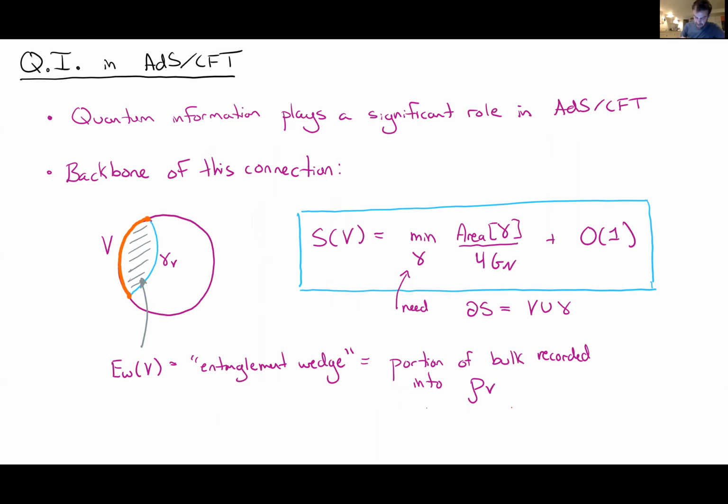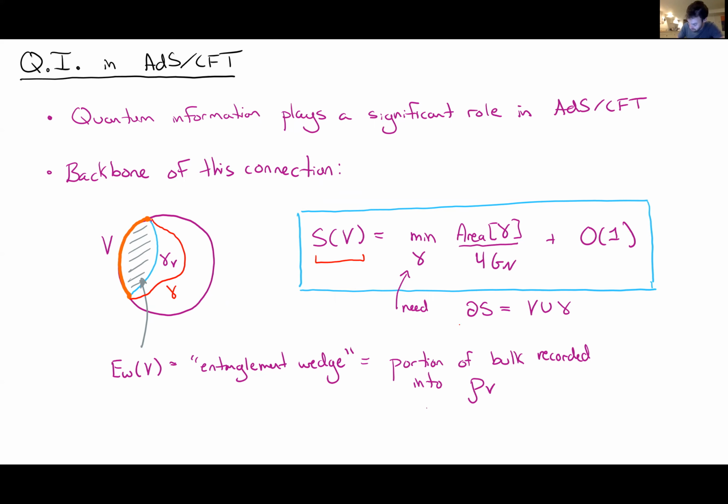Okay, so I'll start out by reminding you of a few things you already know. So we know, of course, that quantum information at this point plays a very significant role in our understanding of AdS/CFT. And one of the backbones of this connection is, of course, the Ryu-Takayanagi formula. So in maybe its simplest form, what this says is if you'd like to calculate the von Neumann entropy of some subregion of your conformal field theory, then the way that you should do that is you should look at all of the surfaces, let's call them gamma, which are homologous to V.